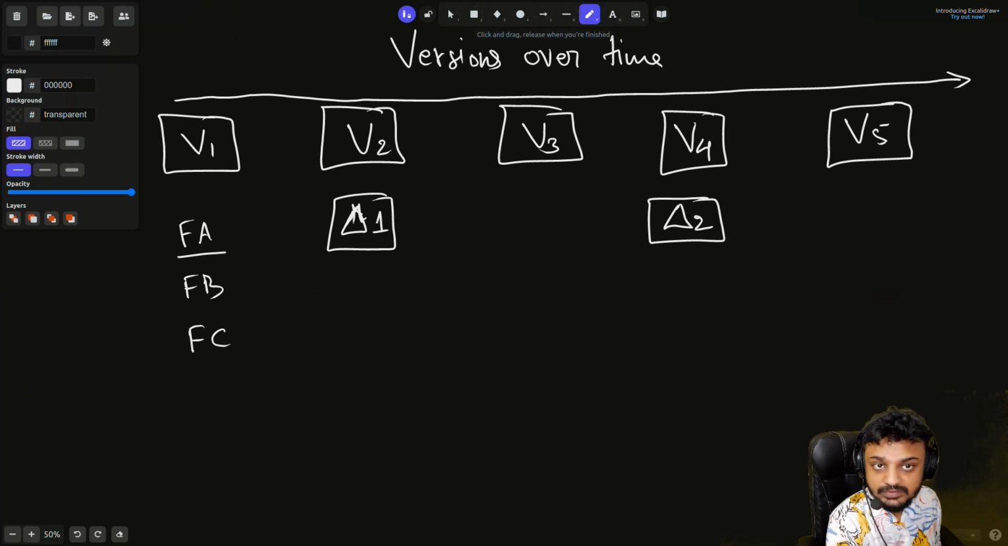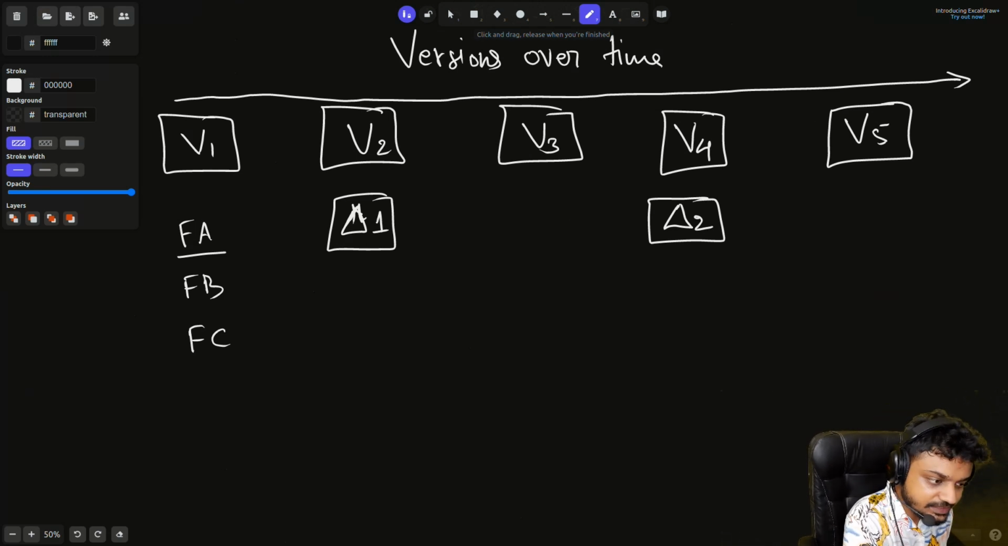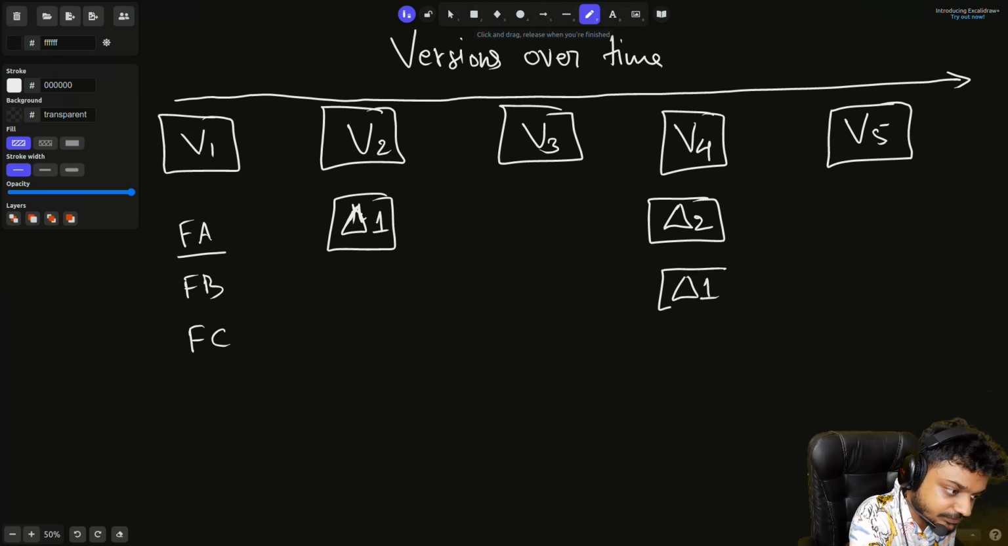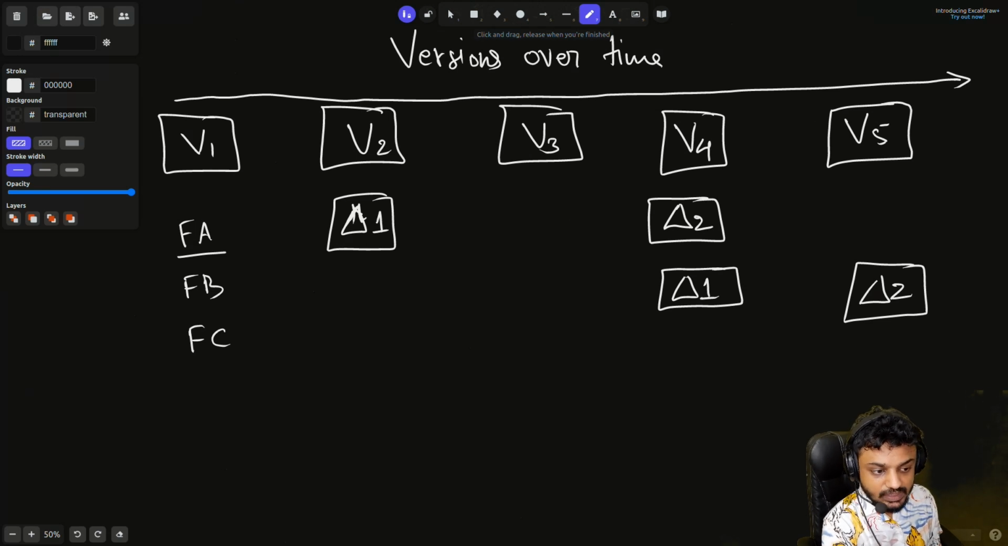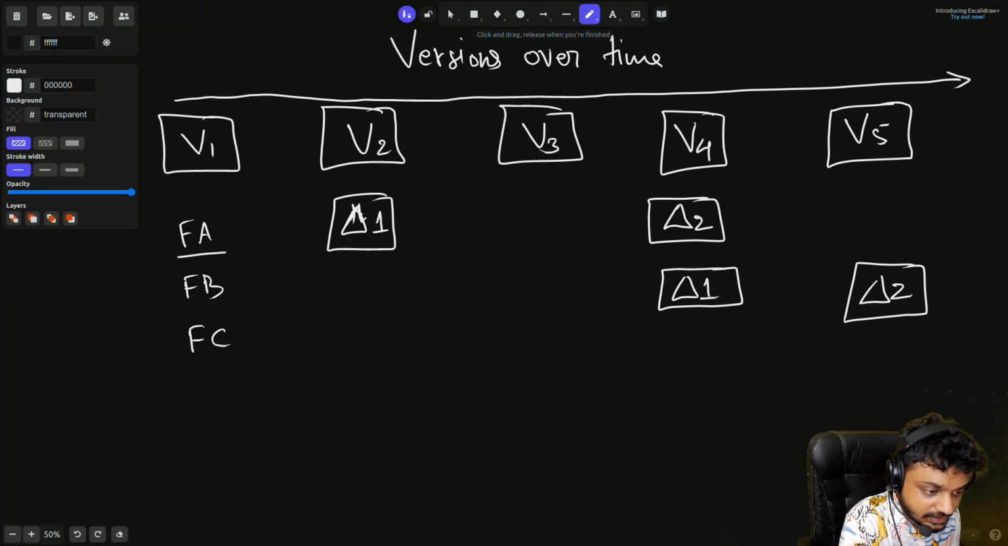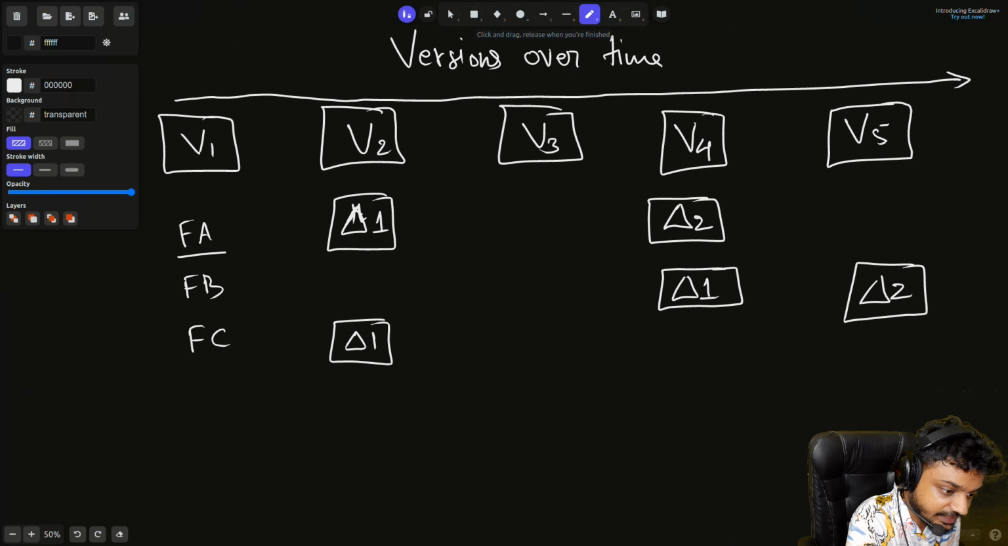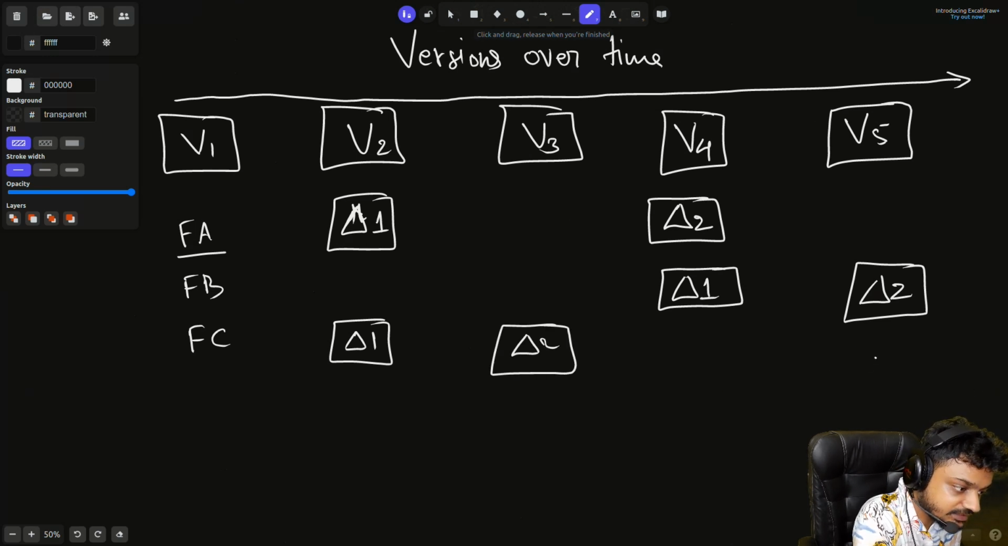Now if we talk about file B, let's say this had its first change around here in version 4, and it had its second change around here, right, in version 5. And if we talk about file C, let's say that it had its first change again here, then it had its second change here, and then it had its third change here, right?